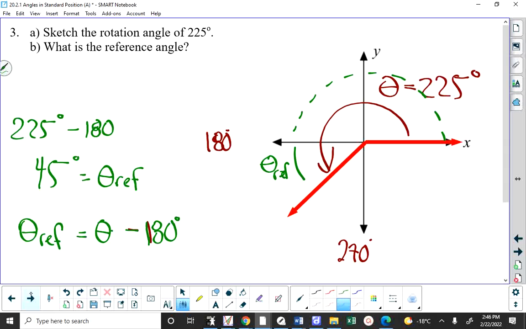And you would get different answers. They wouldn't even just be negatives of each other. You get incorrect numbers if you subtract the wrong way.